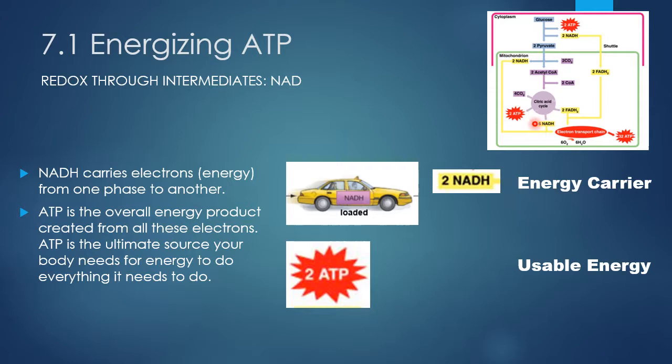What your body ultimately wants for energy is ATP. That's the usable energy, and that's what's going to come out of this whole process. So whenever you see ATP coming off here, that's indicating that usable energy has been created that will go out into your body and help fuel all of the processes in your body.